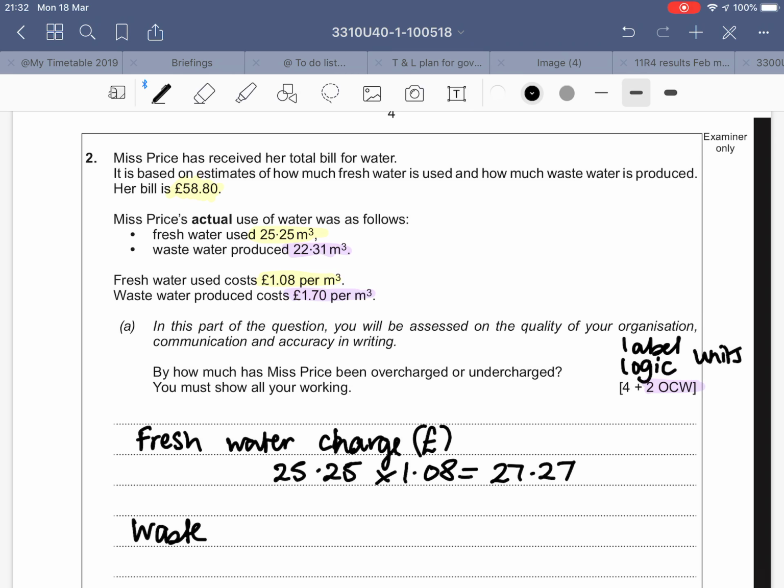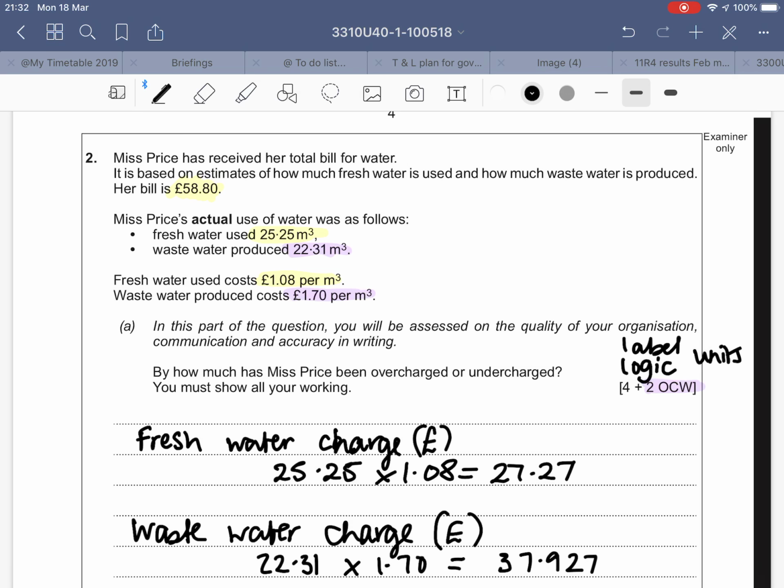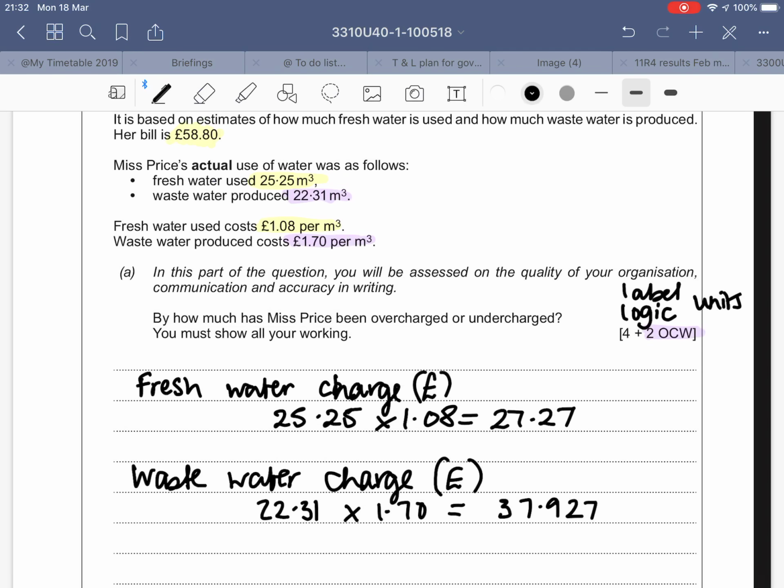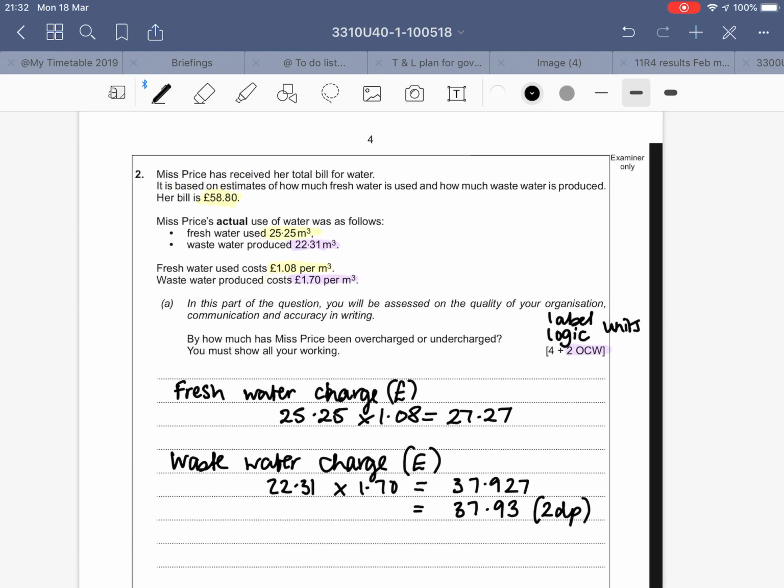Just underneath that, wastewater charge, again in pounds, and there's going to be 22.31 used, 1.70 cost, £37, well, 37.927, and I'm going to round that to 37.93, and I'm going to put there that I've rounded it to 2 decimal places, or the equivalent of nearest penny. Okay, so that's the 2 individual prices.